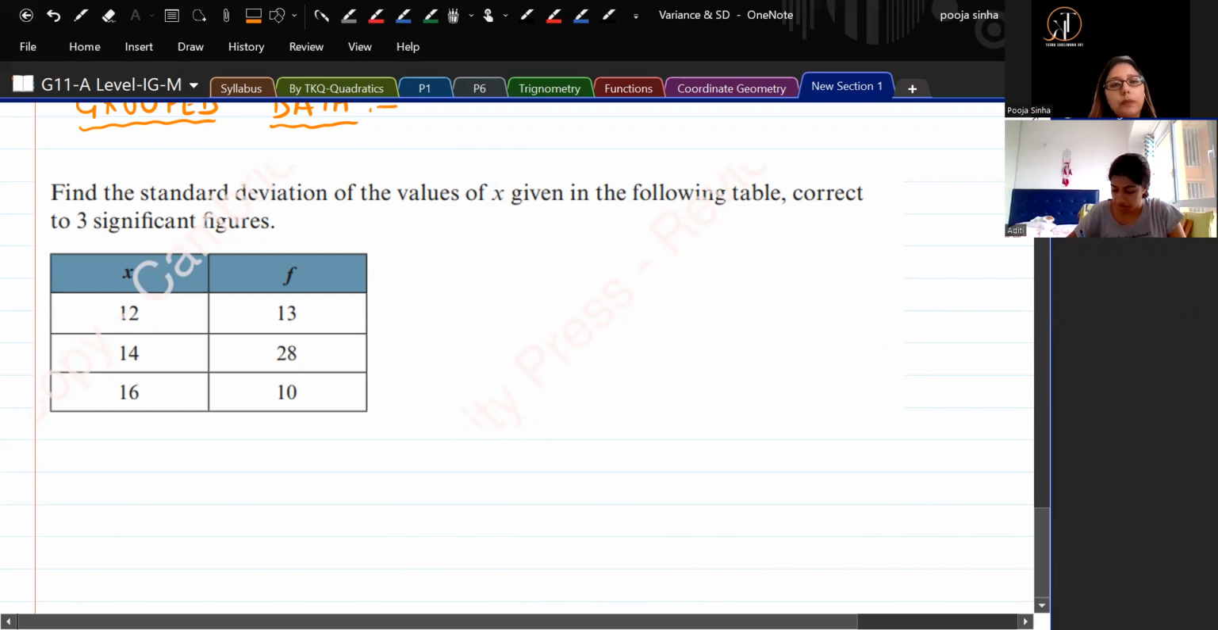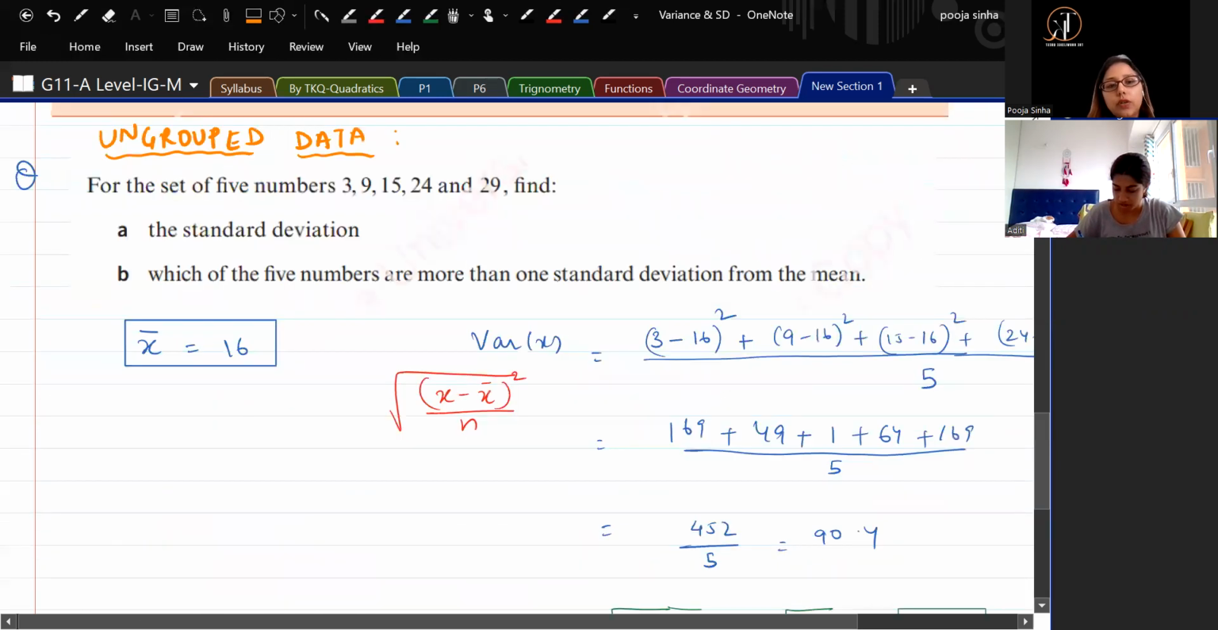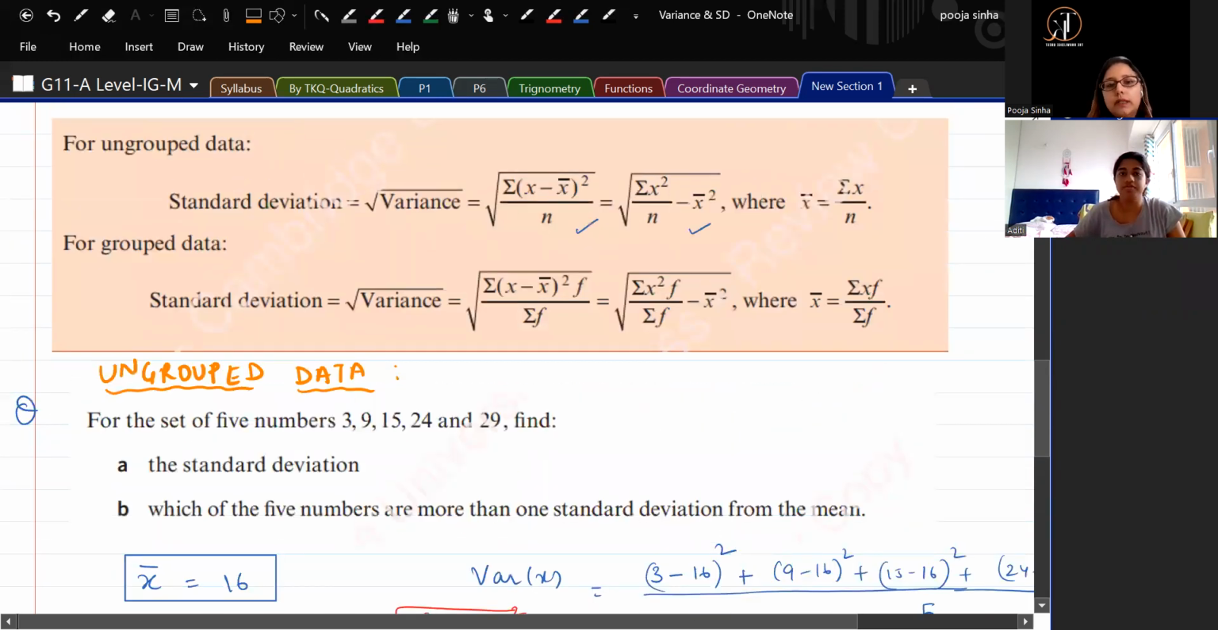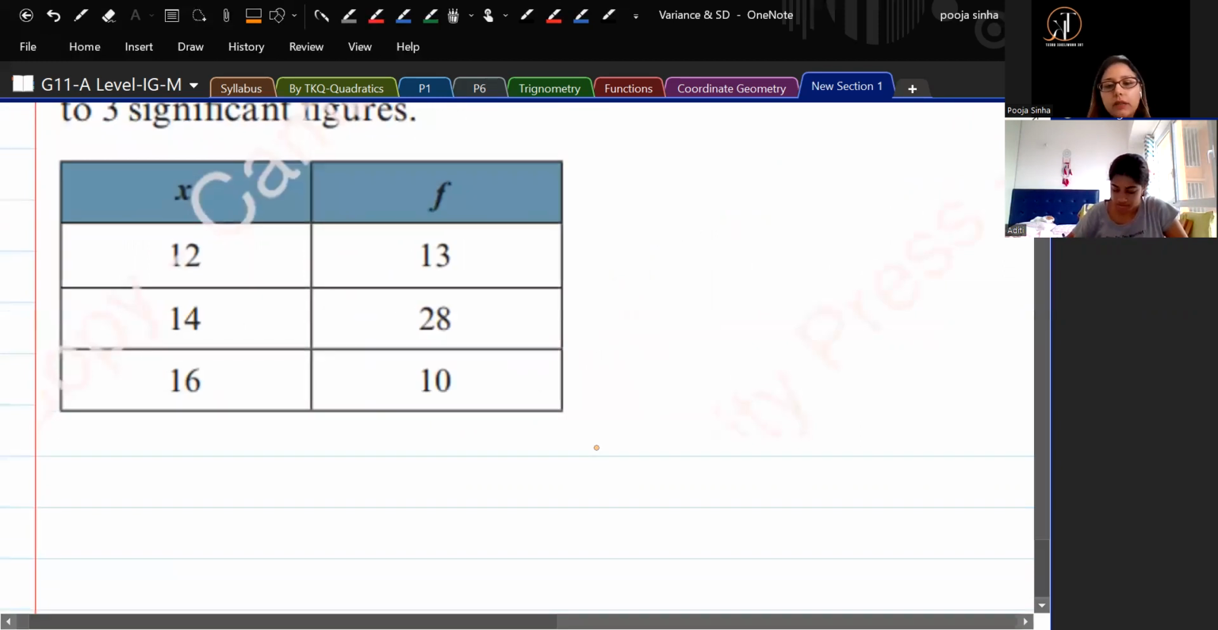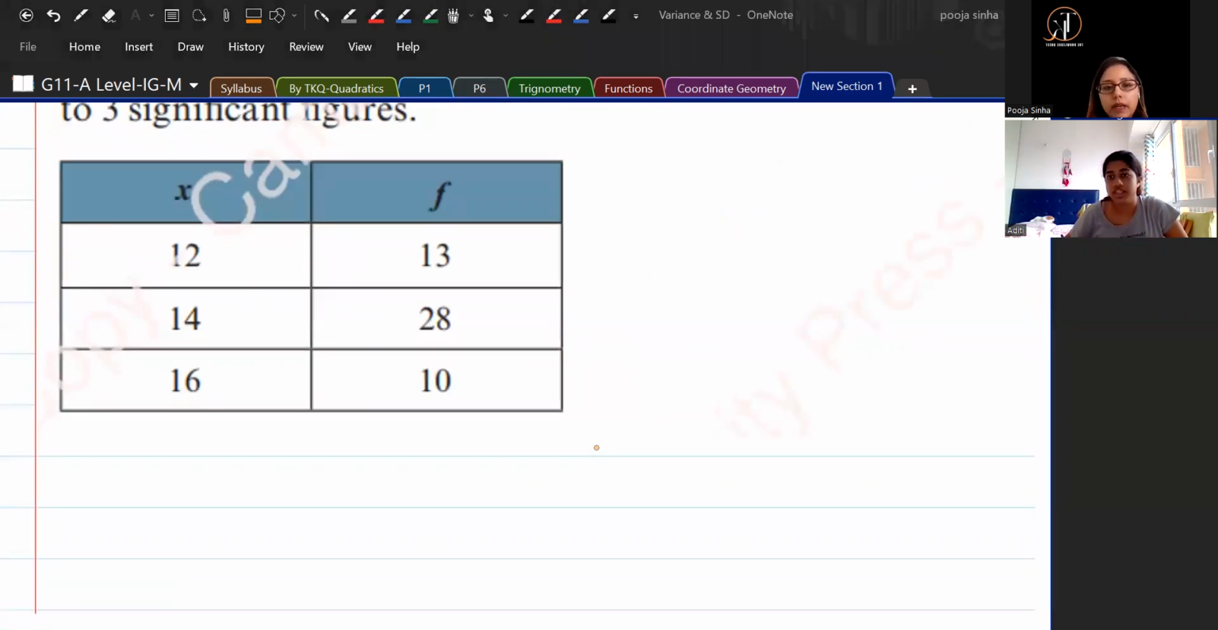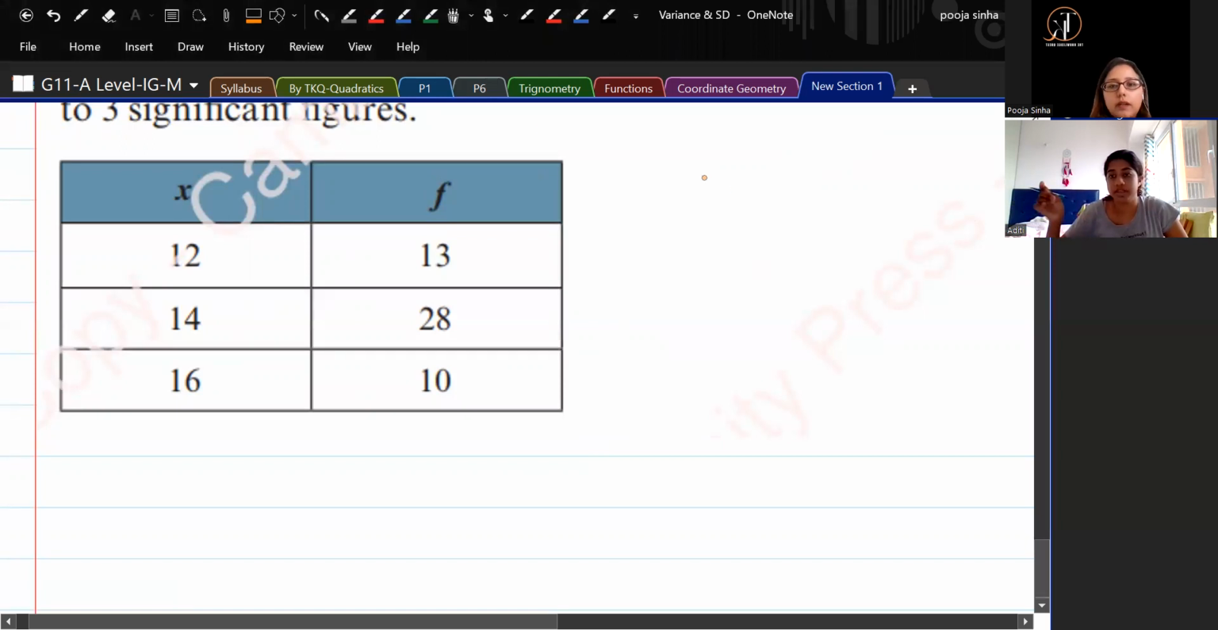Okay. Now here, this is a group data. So for group data, what is the formula for us? Variance is summation x square into f divided by summation f minus x bar the whole square. So we'll first try and find the mean. Let's do the mean first. Now we need to do some additional things here. In this case, summation xf divided by summation f. So 12 into 14 plus 14 into 28 plus 16 into 10 is divided by 13 plus 28 plus 10.